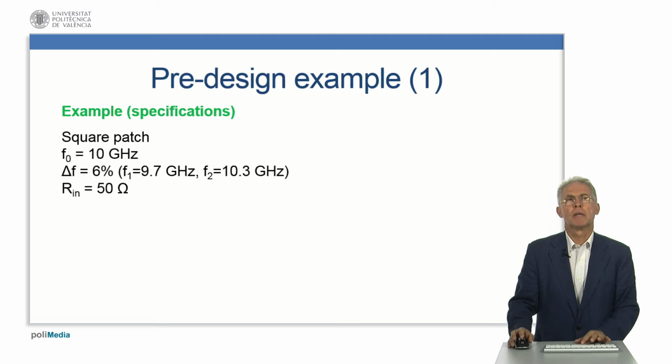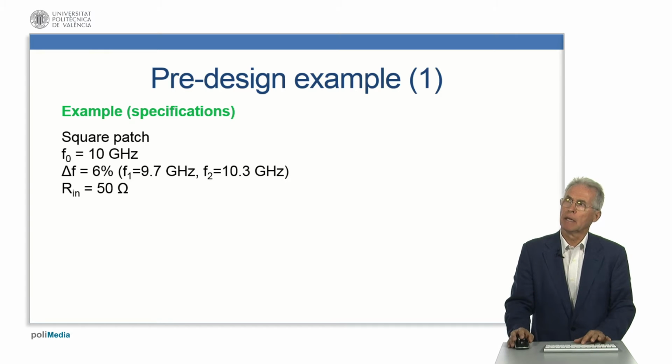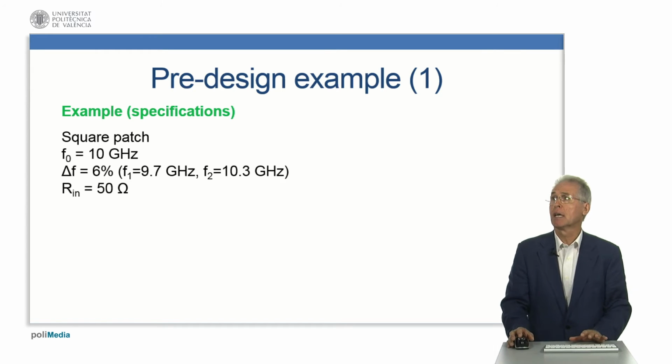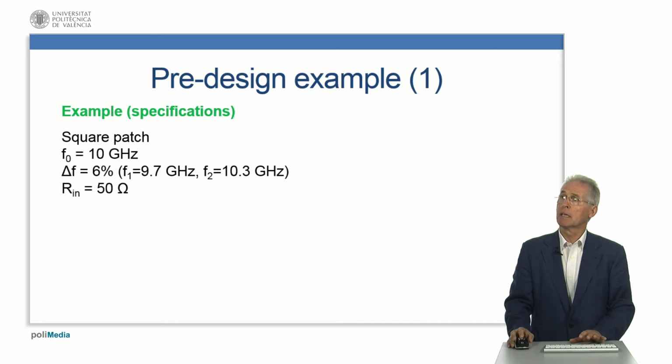Let's show an example to better understand how this pre-design procedure works. So consider that we want a square patch with central frequency 10 GHz. We require a bandwidth of 6%, meaning that we need coverage from 9.7 GHz up to 10.6 GHz and input resistance of 50 ohm.